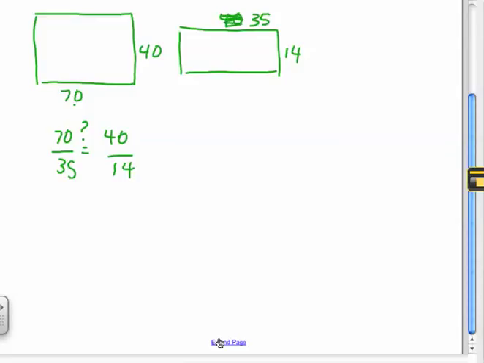Cross multiply and see if they're equal to each other. What do I get when I multiply 35 by 40? Raise your hand. 35 by 40. Alex? I'm sorry? 1,400. Beautiful. And what do I get when I multiply 70 times 14, Spencer? 980. Are these two things equal? No. Then these figures are not similar. And I'm going to write not similar.